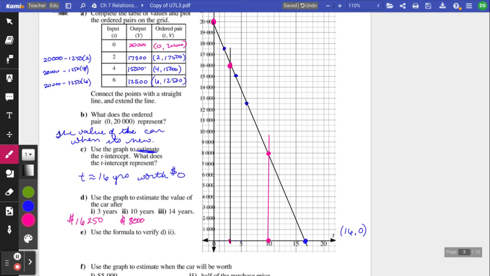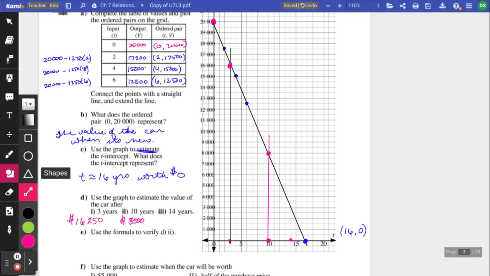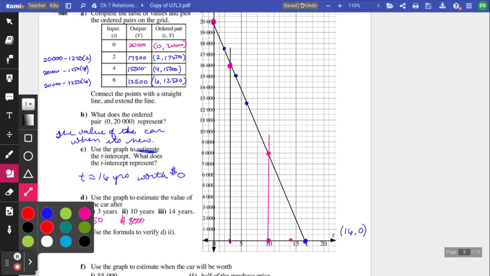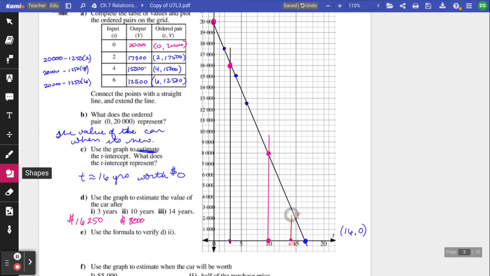And how about 14? Let's do it one more time. So I go over here to 14. I draw my straight line. Let's go red. I get 3,000.